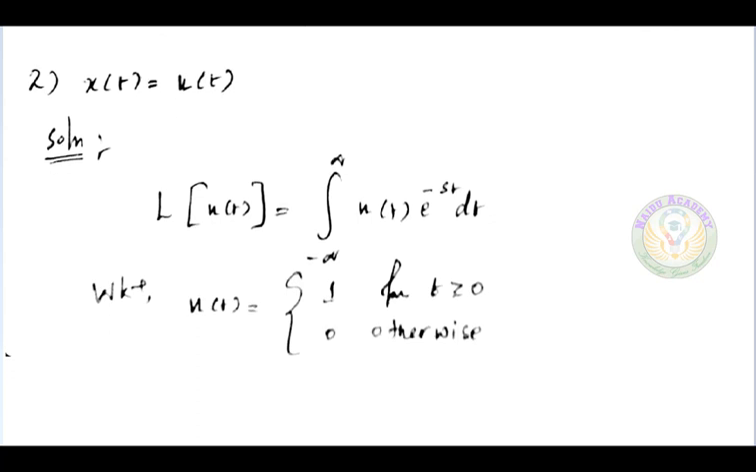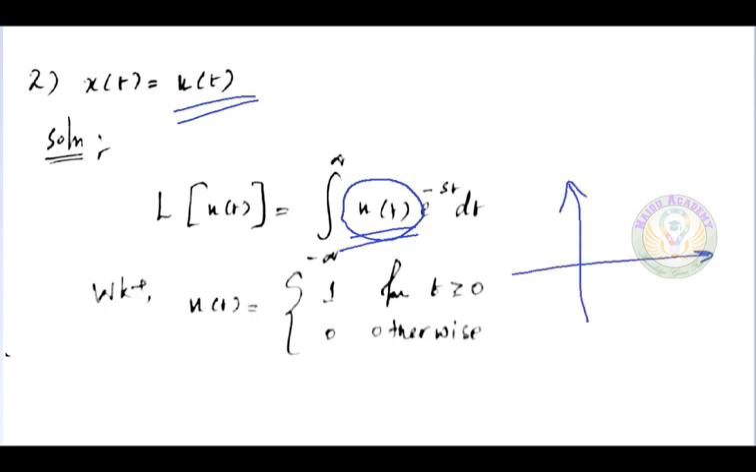Next, another standard signal is u of t. So instead of x of t in the definition of Laplace transform, you are going to substitute u of t, and you know very well u of t is the unit step function. It exists for t greater than or equal to 0. This is u of t, 1 for t greater than or equal to 0, and 0 otherwise. When t is less than 0, it is 0.